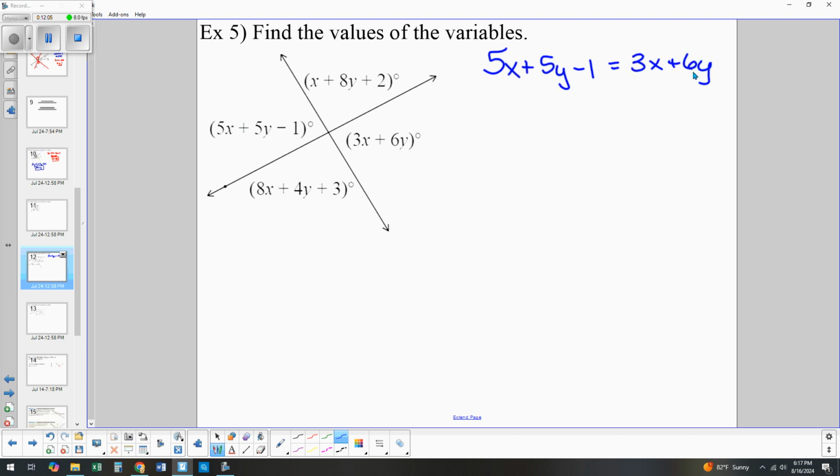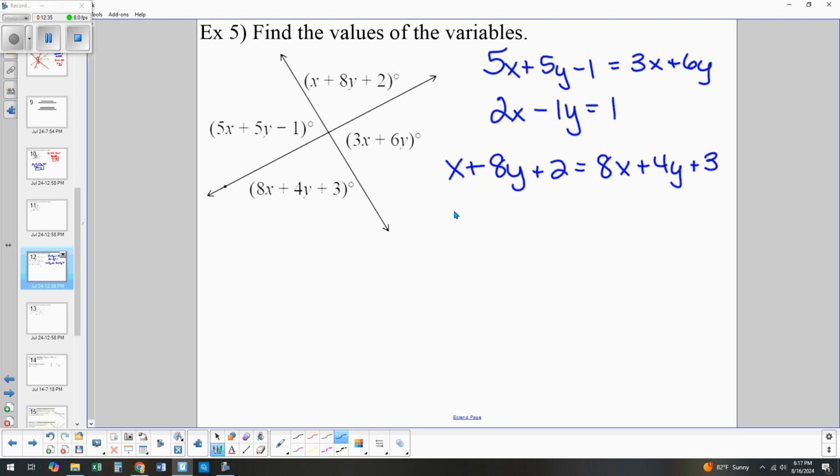And generally speaking, I like to have all my variables together on one side, numbers on the other. So if I took away 3x, if I took away 6y, and I moved the 1 over, I get 2x minus y equals 1. And I'm going to do the same thing for the other pair of vertical angles. I'm going to set them equal. So we have x plus 8y plus 2 equals 8x plus 4y plus 3.